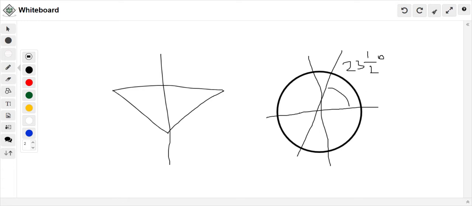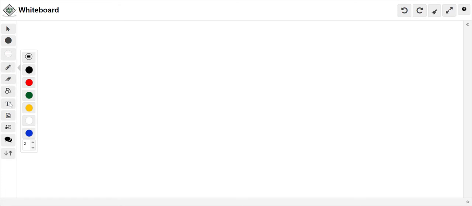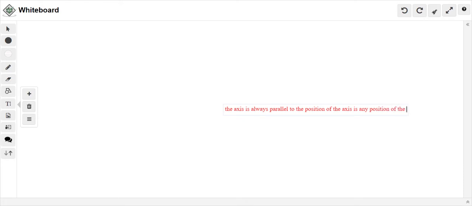Okay, so now this is done. And the next fact is that the axis is always parallel to the position of the axis in any position of the earth.